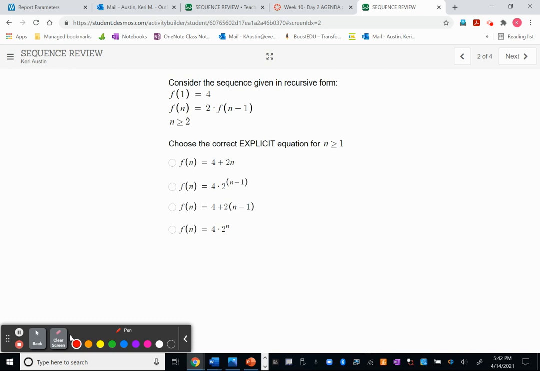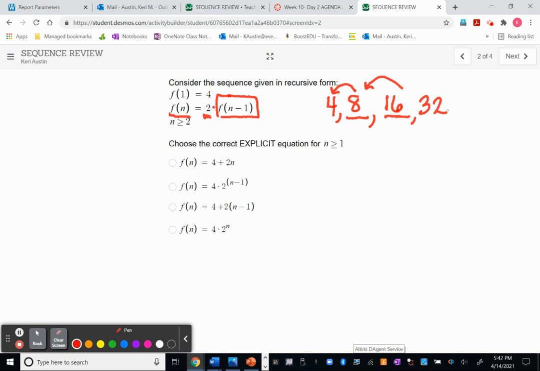All right, so this says the first term is 4, okay? And then after that, to find the next term, you take 2 times, remember this f of n minus 1 means previous term, the one before it. So to find this one, I go 2 times the one before it, that'd be 8. To get the next one, I take 2 times the one before it, which would be 16. Okay, now we can see what the sequence is. We can do one more if we want to.